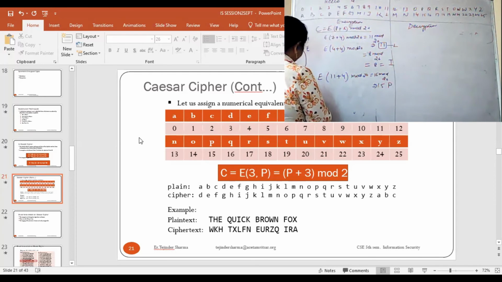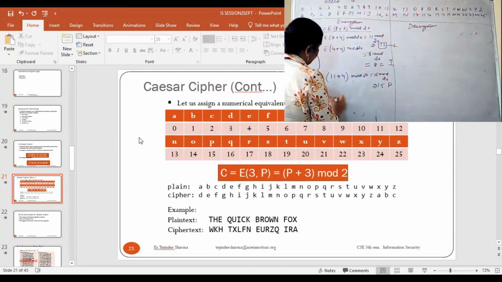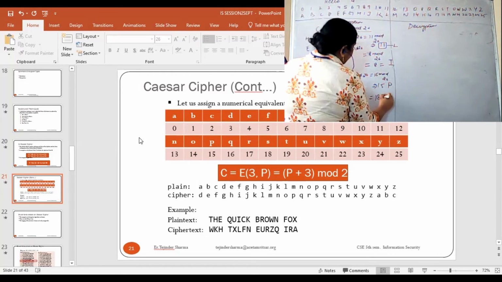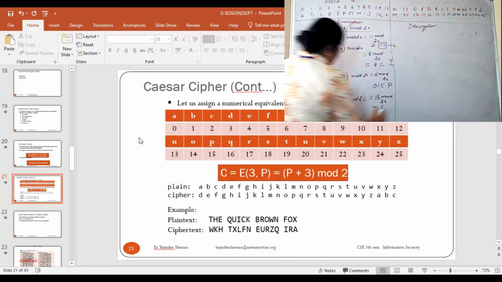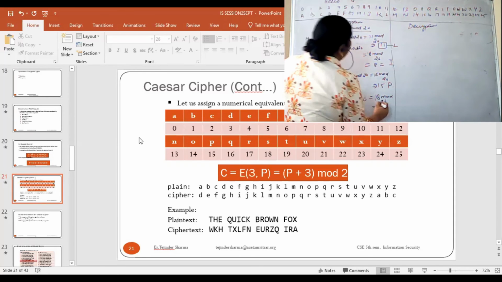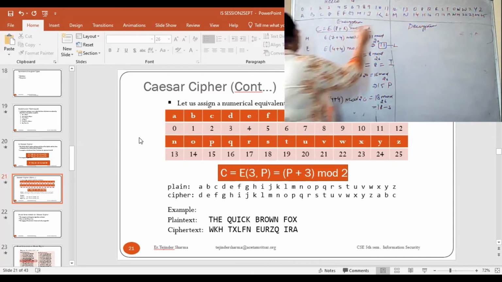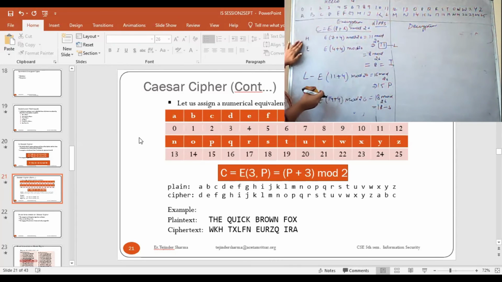Then you have O. O's position is 14. 14 plus 4 mod 26, that is 18 mod 26, which is equal to S. I think 18 only, and 18 is S, yes. So that means the ciphertext equivalent of HELLO would be LIPPS, because for H it is L, for E it is I, for L it is P, for another L it is P, and for O it is S.